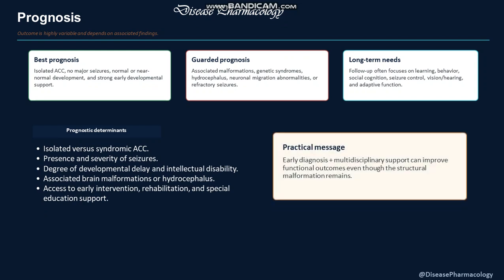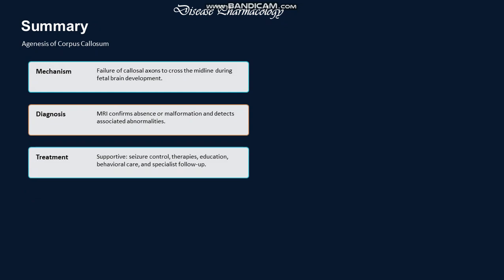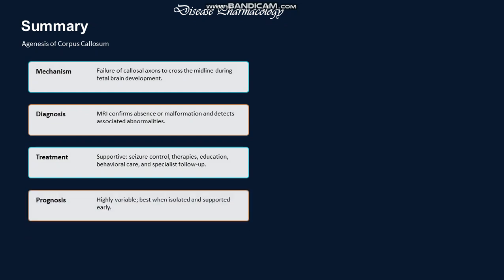That is the practical message for these kinds of patients and for the physicians. That is the summary. Should know the mechanism, diagnosis, what kind of tests should be there for the diagnostic purpose, treatment, supportive care, seizure control, therapy, education, behavioral care for these kinds of patients, and prognosis, highly variable but best when isolated and supported early.